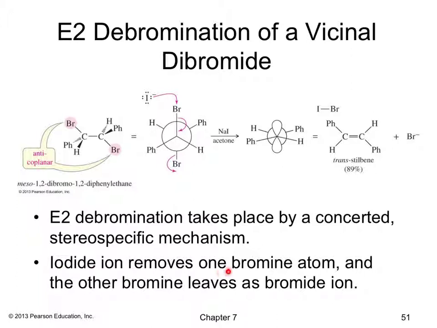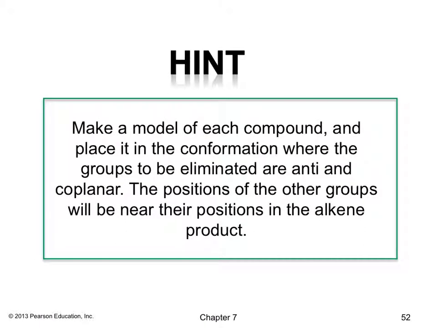So iodide ion essentially removes one bromine, and then the other bromine leaves as a bromide ion. Again, I can't stress this enough: make a model of each compound, place it in the conformation where the groups to be eliminated are anticoplanar. Positions of the other groups will be near their positions in the alkene products.